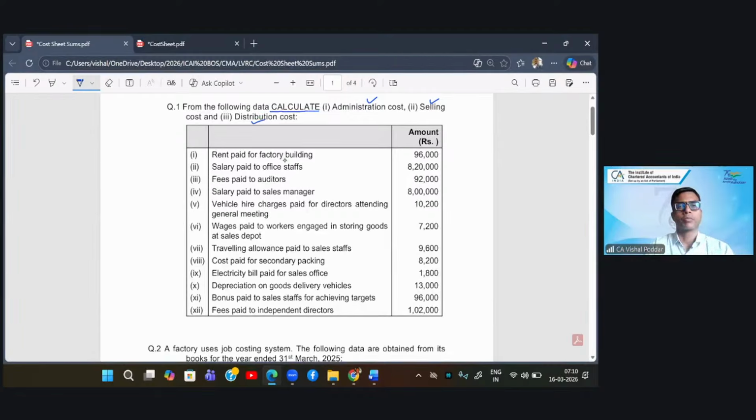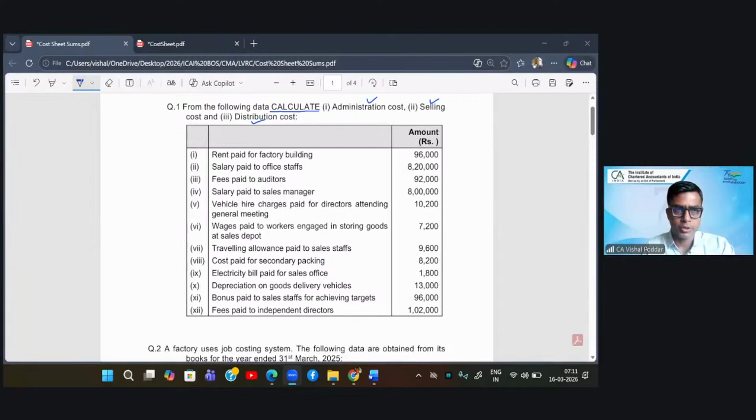So, students, since we are revising, I will request you to first apply your mind before I give you the answer. You apply your mind, and then I will give you the answer. So I give you 2 minutes. You have to simply mark against each name, whether it is administration, so you can mark as A. If it is selling, you mark as S. If it is distribution, you mark as D.